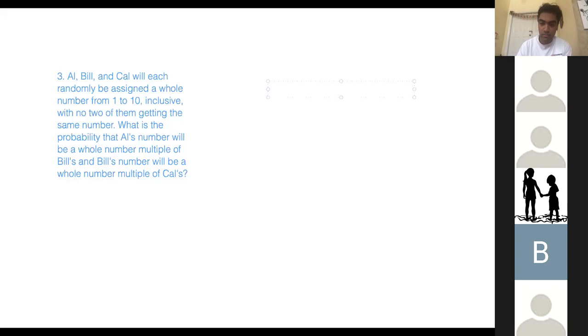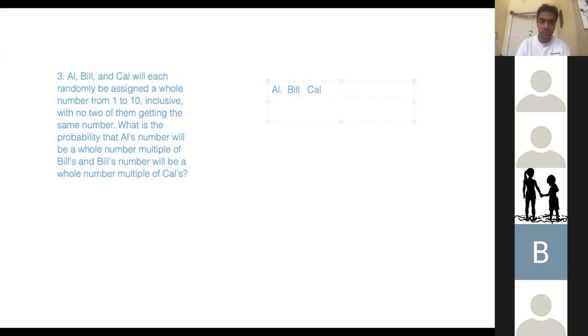Okay, so it's asking that one guy has to pick a number, and the next guy has to pick a multiple of that number, and the last guy has to have a multiple of the second number. So since it's 1 to 10, it's not going to be that many cases because there's only 10 options, and after like 2, if it goes like 1, 2, and 4, it's not going to go high. So we can just count each case.